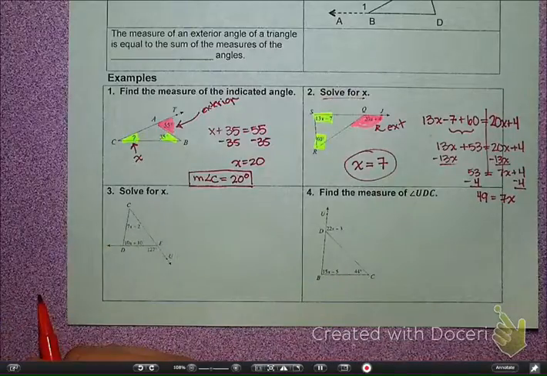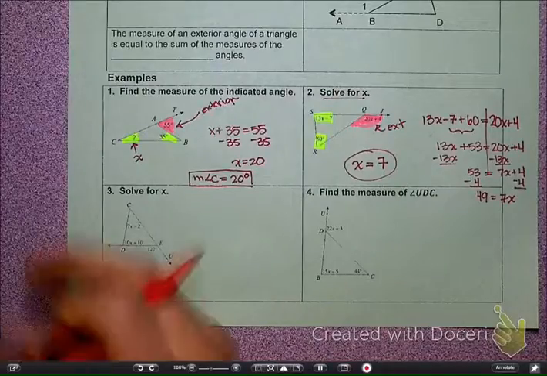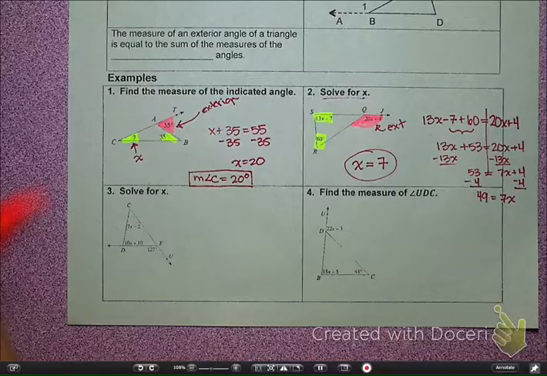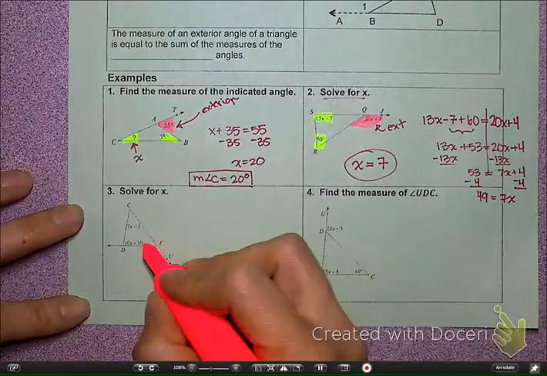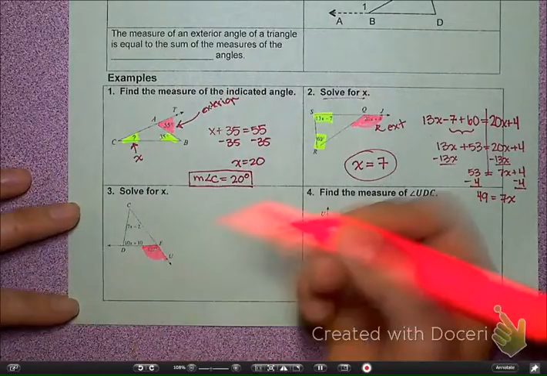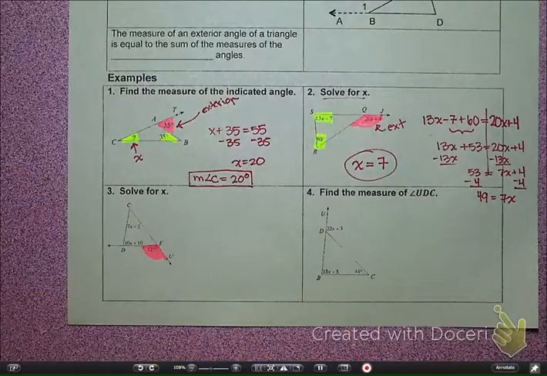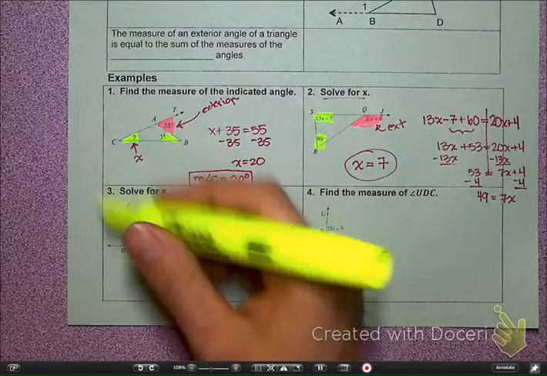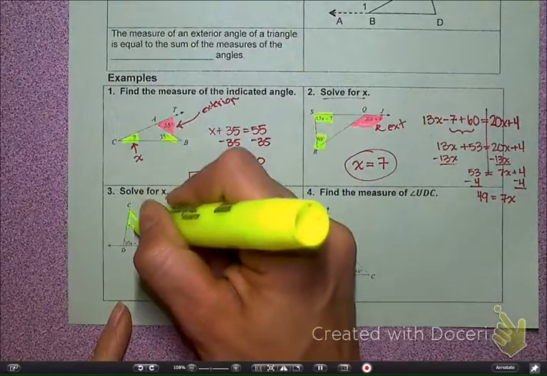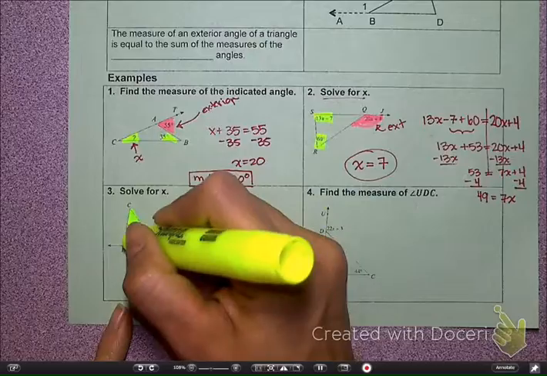Okay, so let's take a look at problem number 3. Okay, number 3, it wants you to solve for x, okay? So first, locate your exterior angle. What is the vertex for your exterior angle? E, okay? So it's this angle right here created on the outside with the vertex E. Okay, now, look at your interior angles. They cannot have the same vertex. So what other two letters do I have there? C and D, right? So it's going to be this angle here and then this angle here.